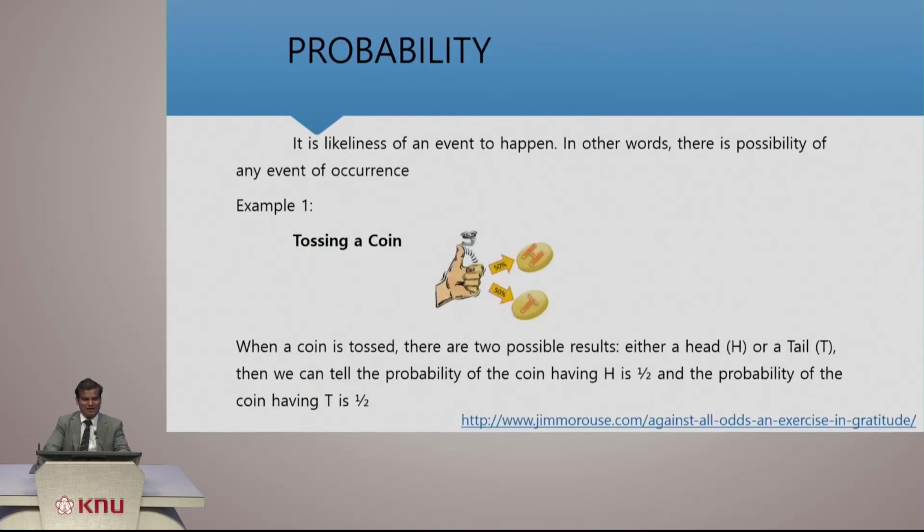So that's about sampling. Now let's dive into the basics of probability. Probability is the likeliness of an event happening. In other words, it is the possibility of any event occurring. When we toss a coin, it can turn out to be a head or a tail. Both have a 50% chance. Every option has 1/2 probability.